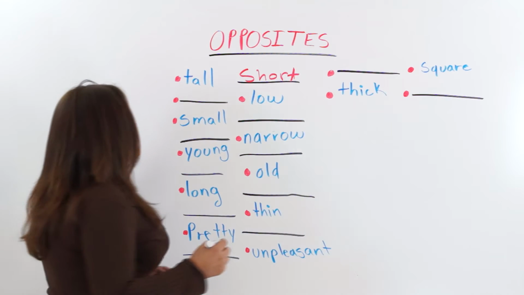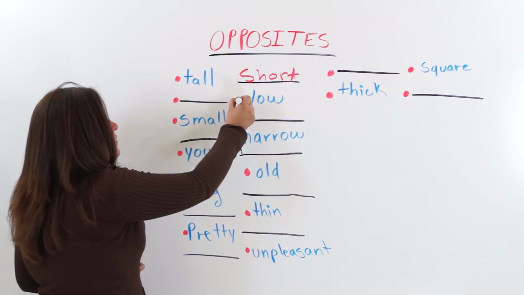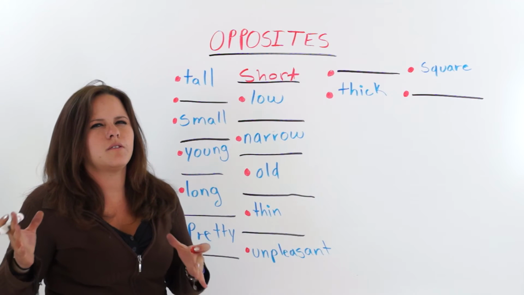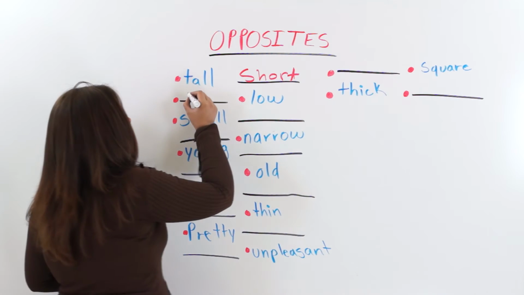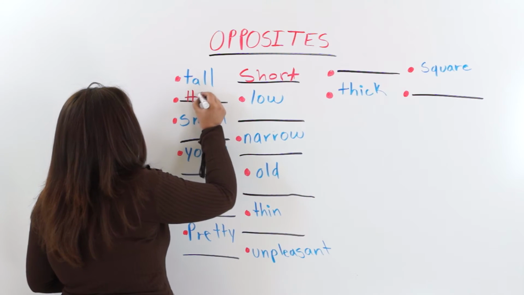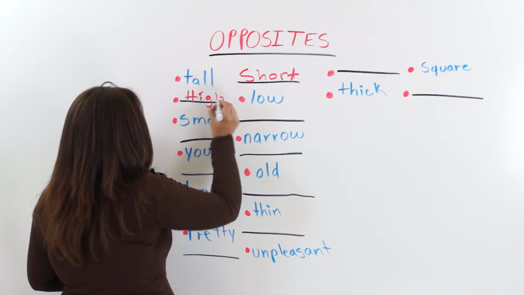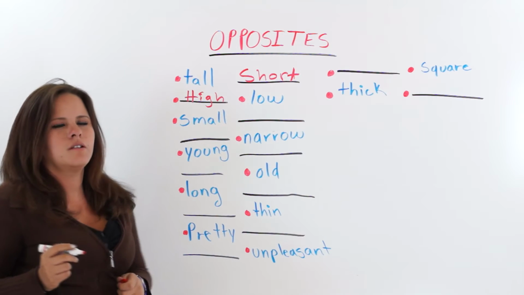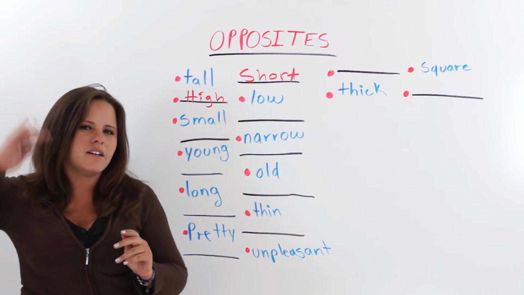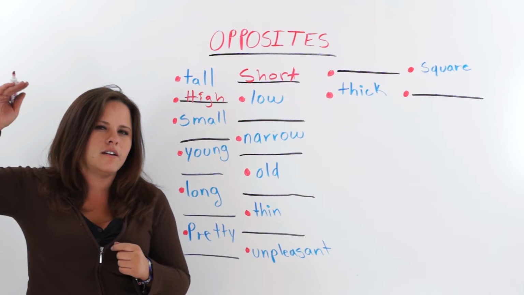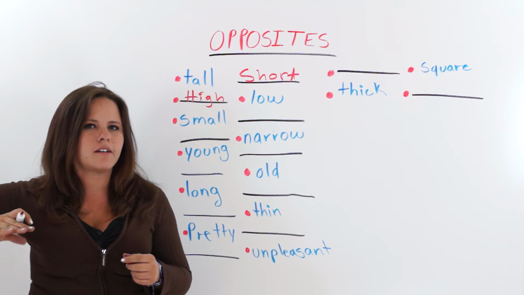Okay. Next one, the opposite of low, which is usually used on buildings, would be high, right? High and low. The Empire State Building is a high building. Yeah? My school is a low building.